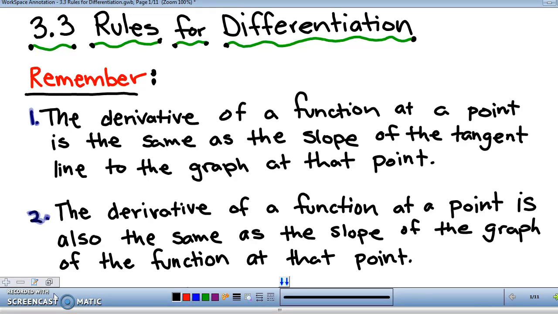In 3.3, we are going to learn some rules for differentiation. And these rules are going to make finding the derivative of a function a lot easier. Okay, and we're going to start with a couple of reminders. The first one: the derivative of a function at a point is the same as the slope of the tangent line to the graph at that point. And the derivative of a function at a point is also the same as the slope of the graph of the function at that point.